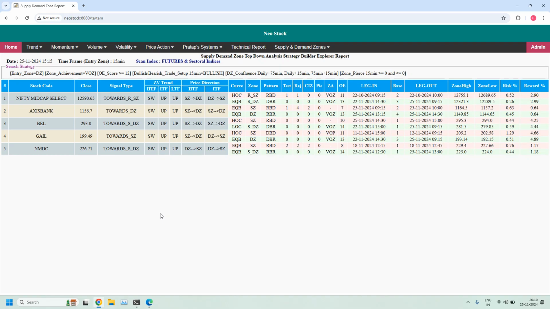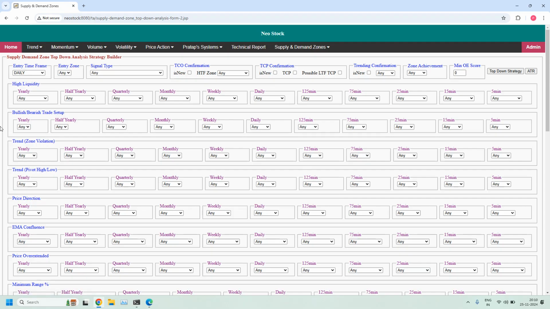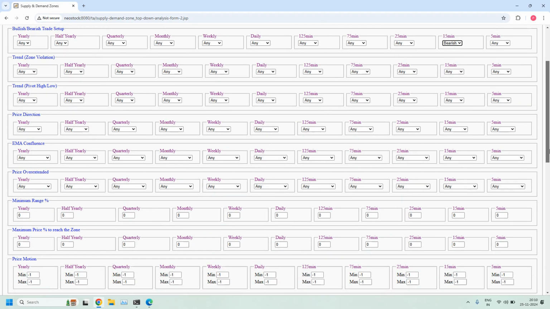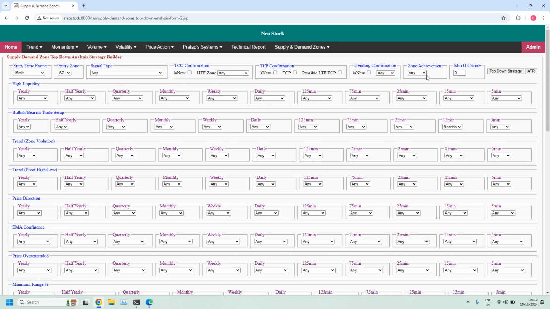Okay, next let us look for bearish trade setup for daily income trade. Entry time frame 15 minutes. Entry zone supply zone. In bullish or bearish trade setup at 15 minutes entry time frame, I am selecting bearish. This 15 minute supply zone should not be pierced. In the pierced count, 15 minutes time frame, minimum value 0, maximum value 0. That means the zone is not pierced.